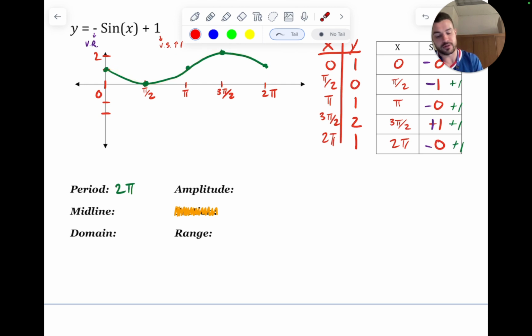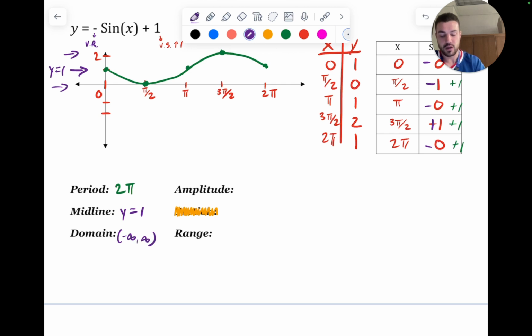The midline here is going to be a little bit different. If we take a look at our graph, we go from 2 down to 0. So the middle is actually going to be y equals 1. Again, our domain should always be negative infinity to infinity. The range is asking how low we go. Well, we just talked about that with our midline. We are going to go from 0 to 2. And again, brackets because we touch down at 0 and we touch at 2.